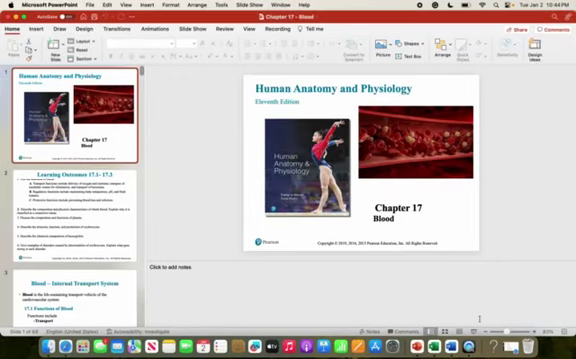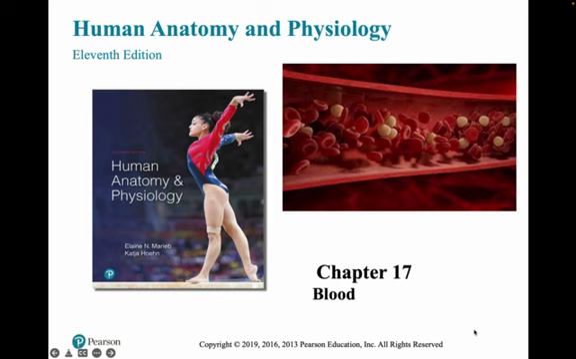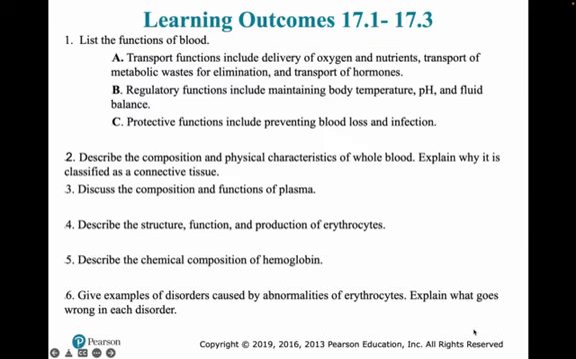Hello everyone. So the next chapter that we're going to cover is blood, which is chapter 17, right? So we will start from the functions of blood, three different types of function that blood does: transport, regulation, and then protection. Then we'll talk about the physical chemical composition of blood.